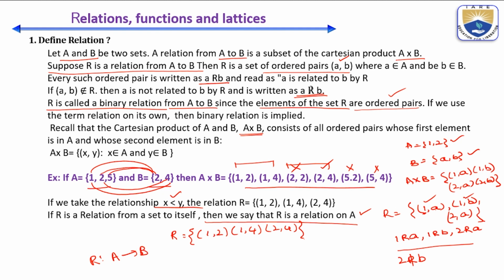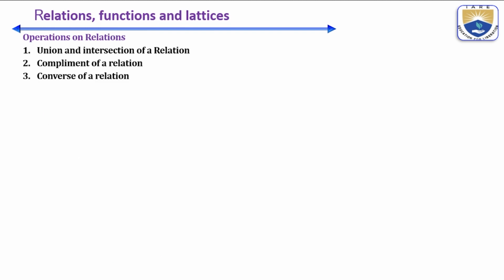Suppose a relation is defined on the set A itself, then we write R is a relation from A to A, or we can say that relation R is defined on the set A. Then the other topics we have to discuss are the union and intersection of a relation, the complement of a relation, and the converse of a relation.